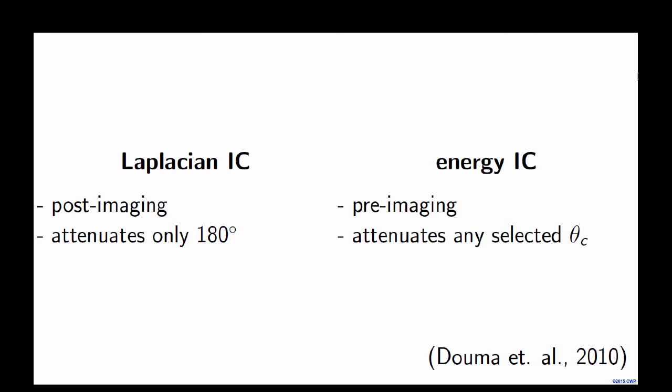I'd like to address here the practical difference between these two image conditions. The Laplacian operator, as you all know, is a post-image filtering of the backscattering artifact, and it only attenuates the backscattering artifact itself. You cannot modify this image condition to attenuate any other reflection angles. However, the energy image condition is a pre-image process. It's applied before stacking over time, and attenuates any selective reflection angle. I'll show you later that this is important, and it has an application for full waveform inversion.